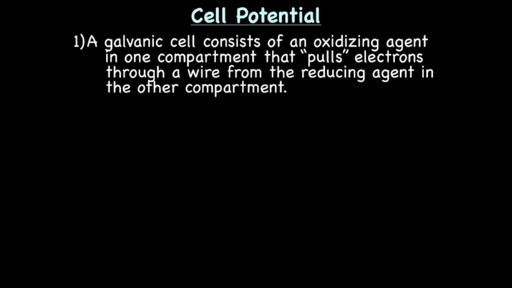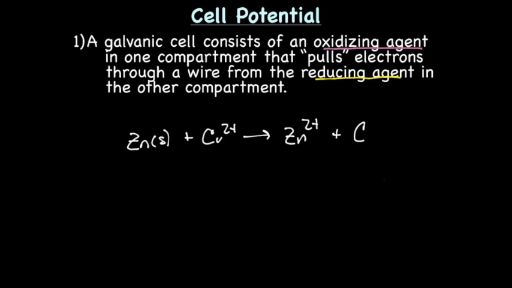All right, next up, cell potential. So a galvanic cell consists of an oxidizing agent in one compartment that pulls electrons through a wire from the reducing agent in the other compartment. So taking a look at our previous example, we had zinc solid plus copper 2+ producing zinc 2+ and copper solid. Remember that the oxidizing agent is the thing.